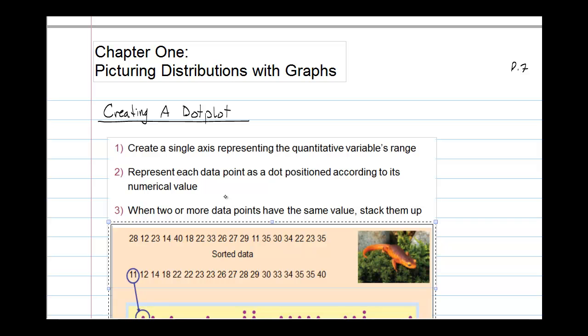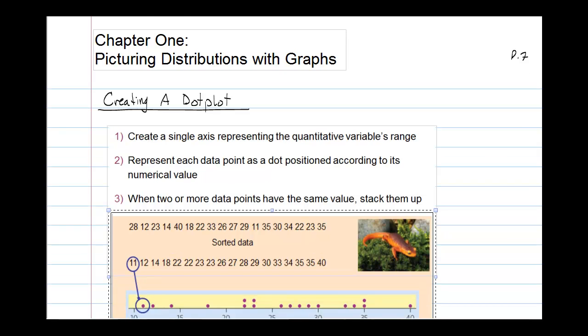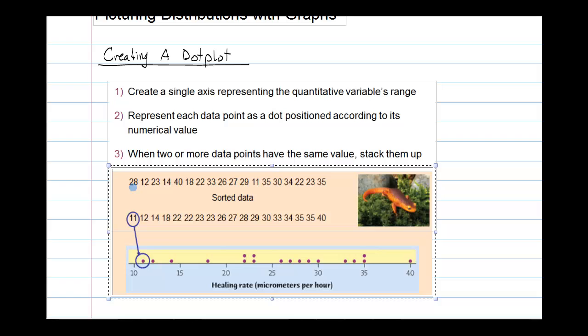So the first thing that we did is we took our raw data, and then this was the wound healing, don't forget, and we sorted it. Sorting the data just helps you keep track of things. Now what I want to do is produce my number line. So again, this is just a number line that keeps track of all the values.